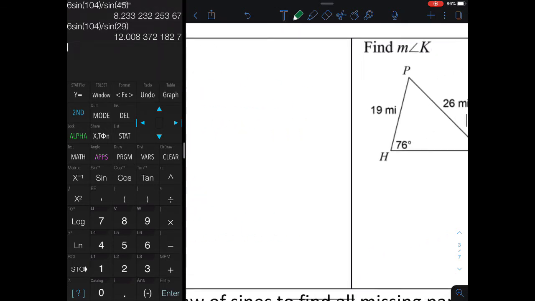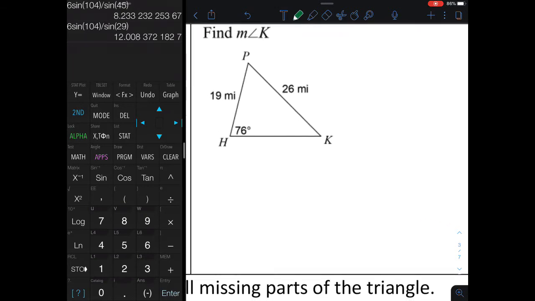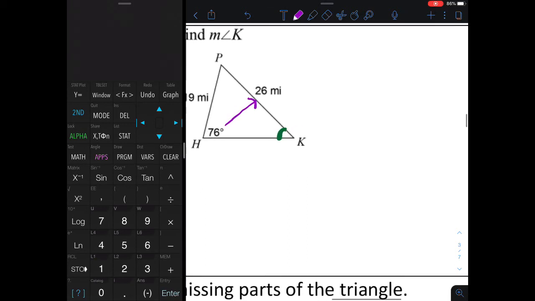Now let's look at an example where we want to find the measure of angle K. So angle K is right here. Now in this problem, we're given the measure of angle H and its opposite side. So we don't really have to do any work right out of the gate here because we have all the information that we need to set up law of sines in this problem.